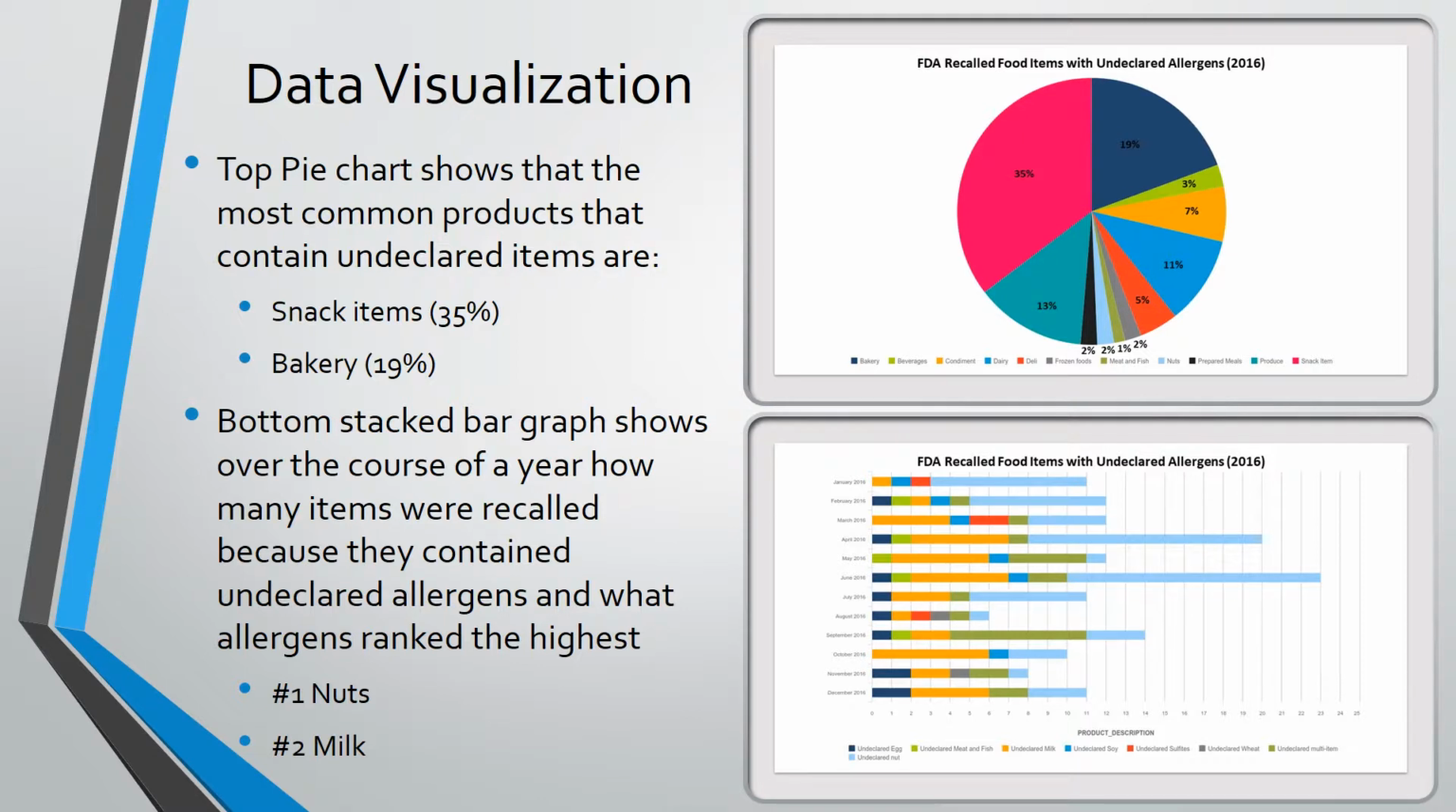The next trend that was explored was the recalled items that contained undeclared allergens. The top pie chart shows that the most common products that contained undeclared items were snack items at 35% and bakery items at 19%. The bottom stacked bar graph shows that over the course of a year how many items were recalled because they contained undeclared allergens and what allergens ranked the highest. As you can see, nuts were the #1 ranking allergen that was undeclared within food products, with milk following second.